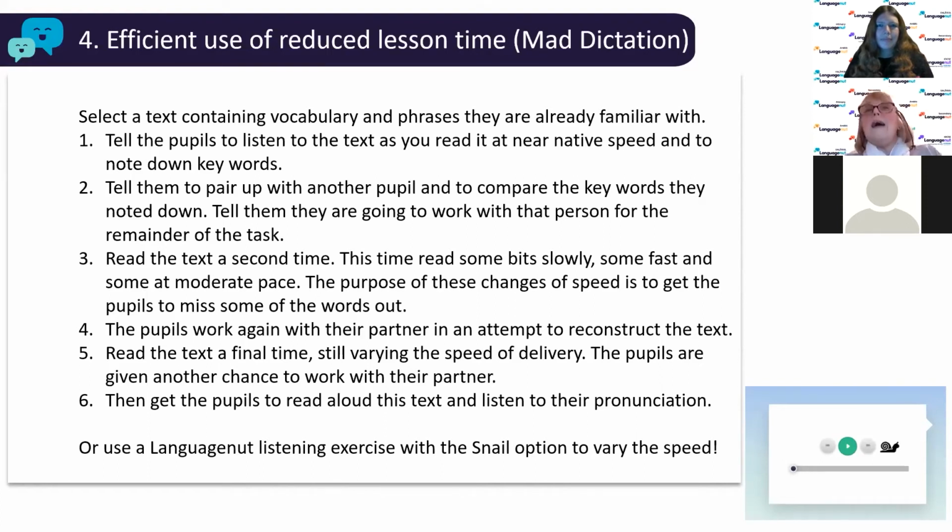And then after you've done this, you can get the pupils to work with their partner again to try and reconstruct the text, and then a final time read it through, still varying your delivery, and then the pupils are given another chance to work with their partner. The pupils can then read aloud the text, and you can listen to their pronunciation.